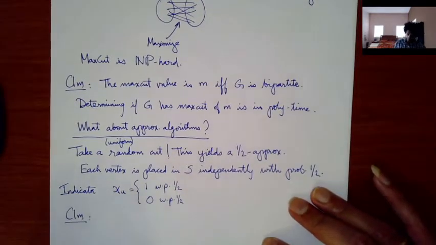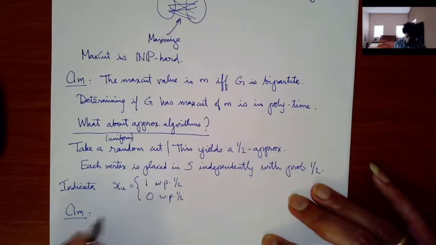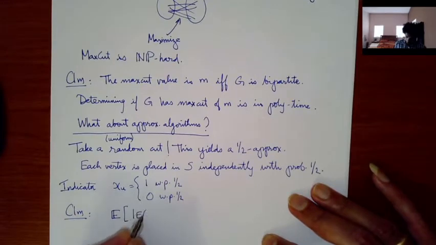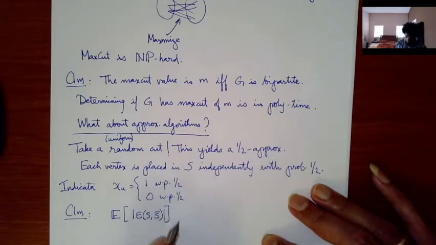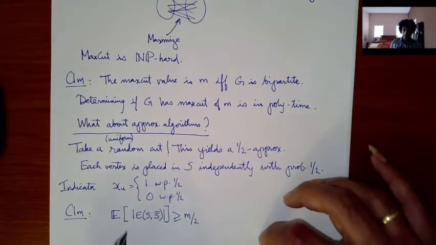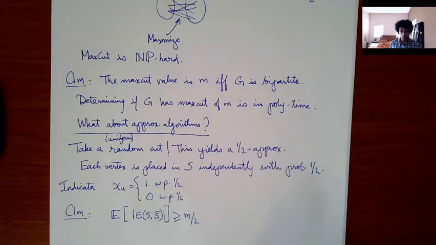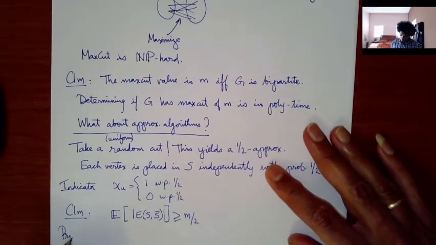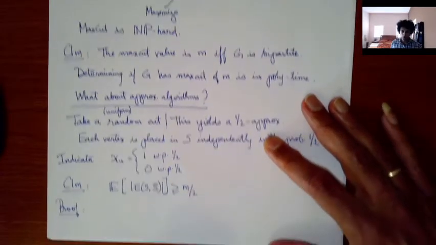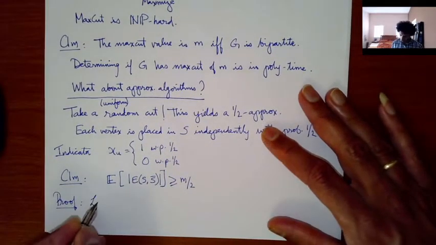And the claim is that the expected value of the number of edges cut from S to S complement is at least m over 2. That a random cut will actually cut half the edges. And so this gives a half approximation because the max cut value is at most m. The proof is simple. It's basically just linearity of expectation.